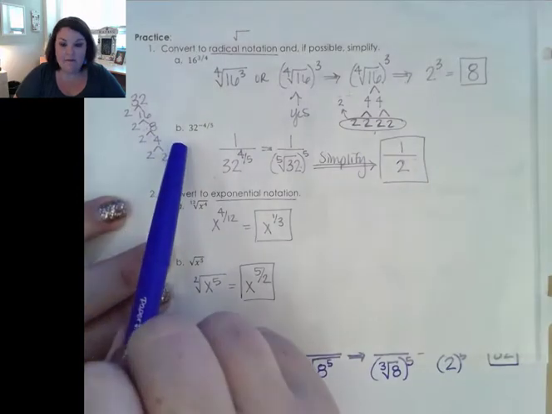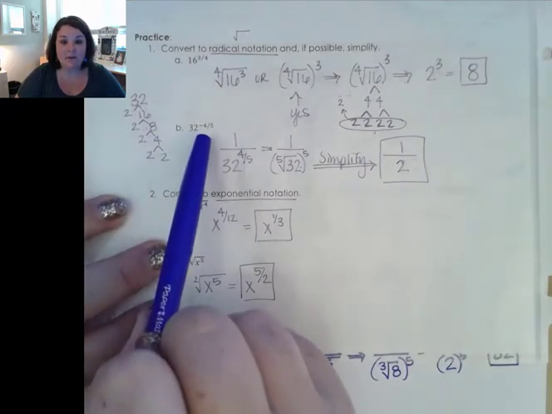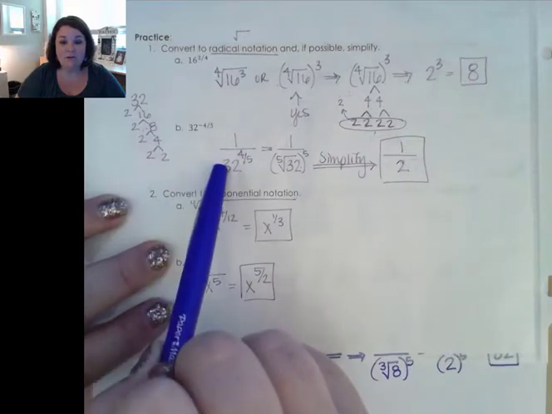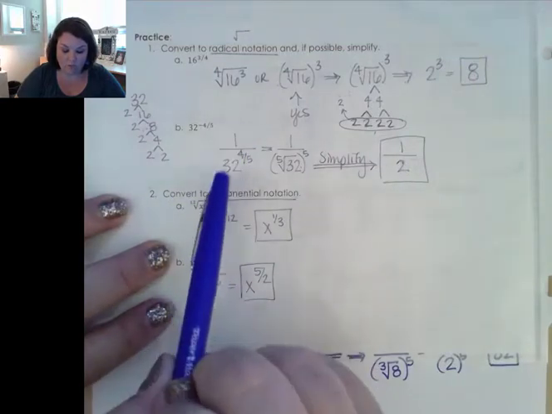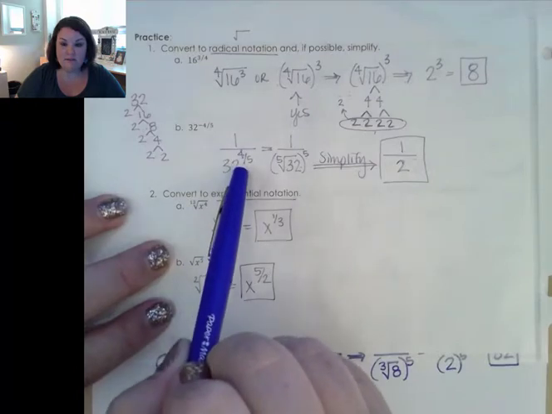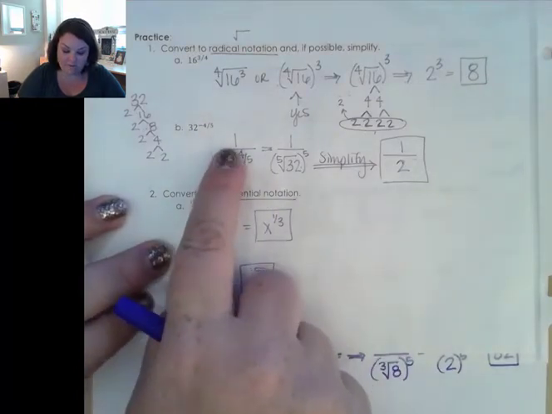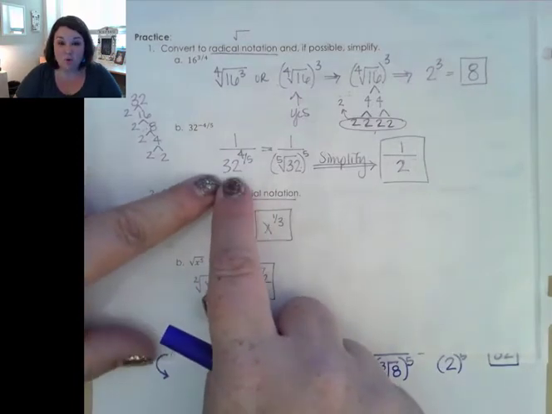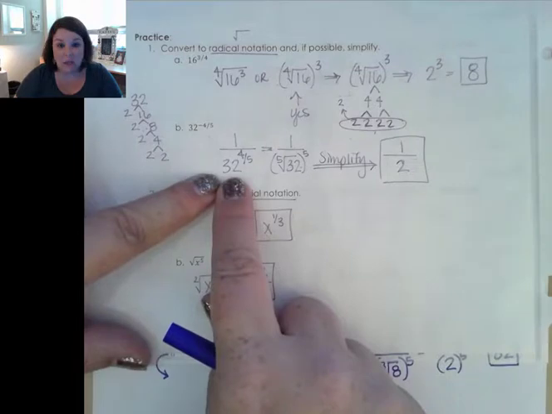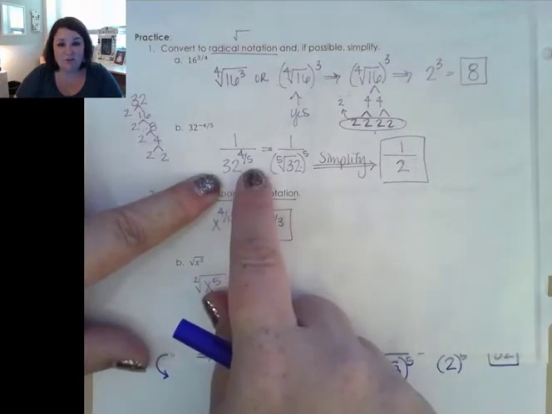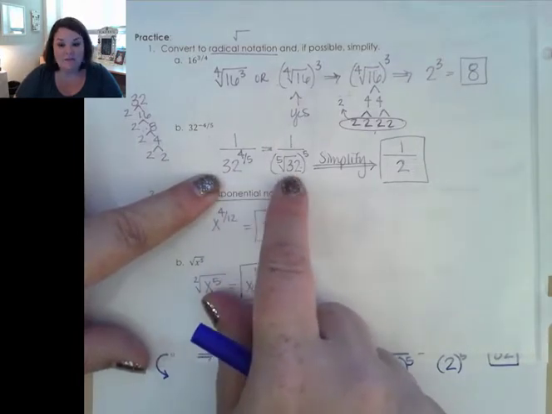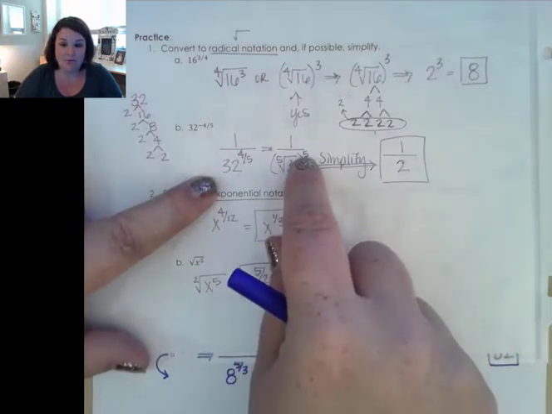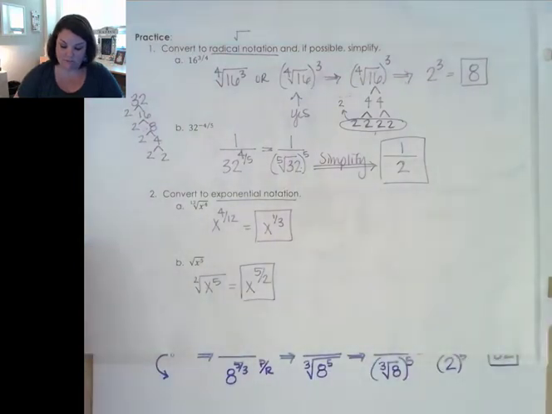Second one, same idea. First, I have to get rid of the negative exponent. So I'm going to move the negative exponent and its base down to the bottom. So I have 1 over 32 to the 4/5. 4 is my power. 5 is my root. So again, I could do 32 to the 4th power, which would be a huge number, right? And then figure out what the 5th root of it is. Or I can do the 5th root of 32 first, and then apply it to the 4th power, right? Whoops, which I did not do.